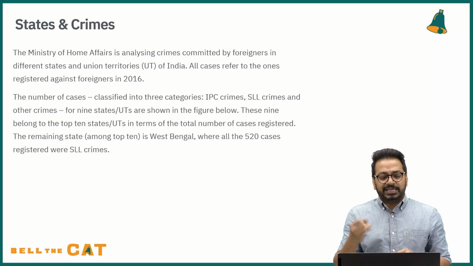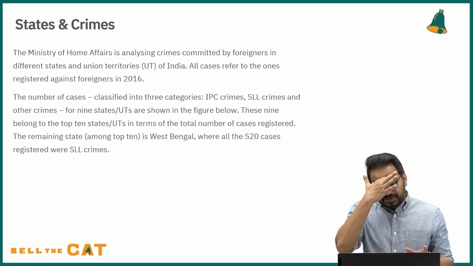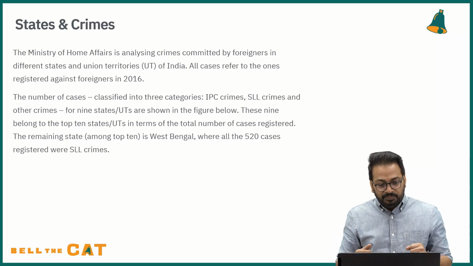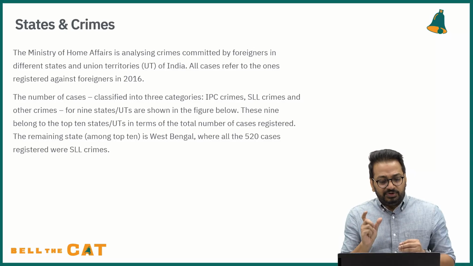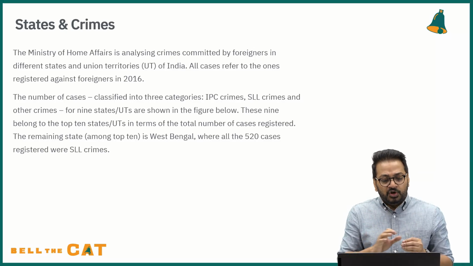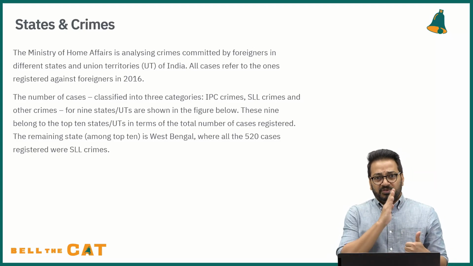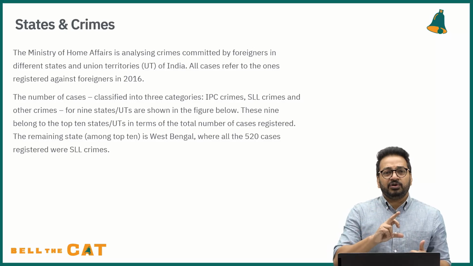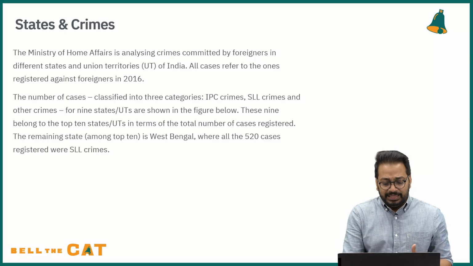The number of cases are in 3 categories: IPC, SSL, and other crimes. For 9 of the states, the ranks are given. These 9 states belong to the top 10 states in terms of the total number of cases. In the remaining top 10 state, only 1 state is missing, which is West Bengal, where all the cases are in only 1 category, which is SSL crimes. So they're giving you some data: 10 states, 3 categories of crimes. For West Bengal some data is missing, but we know that there is only 1 category of crime there, which is SSL, and that is 520.